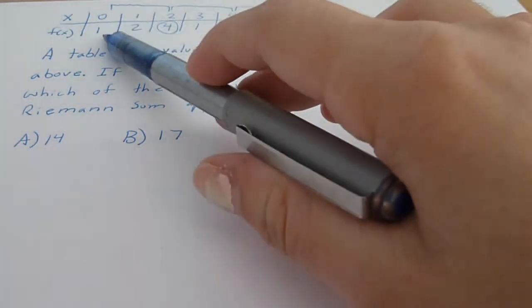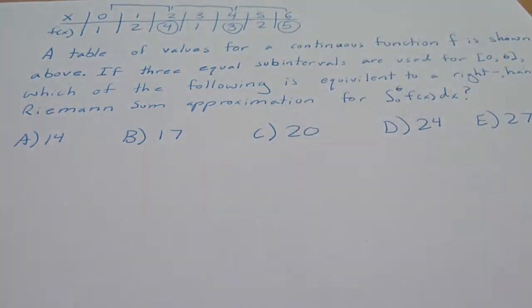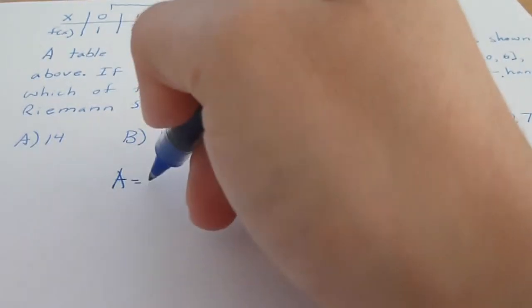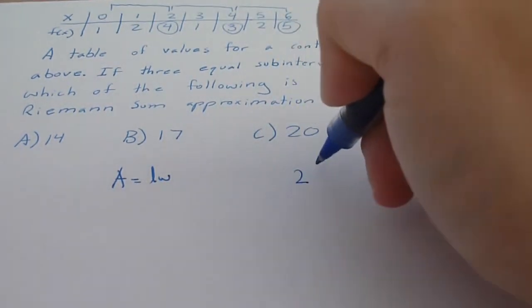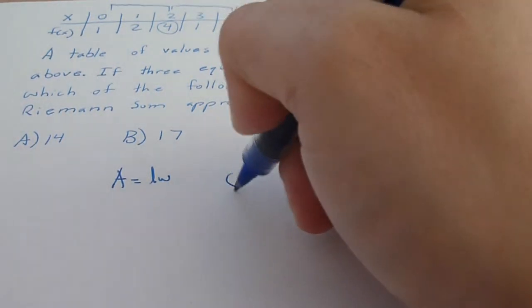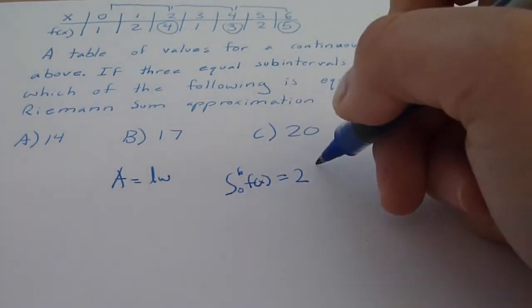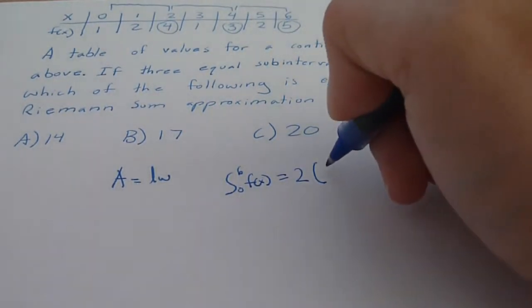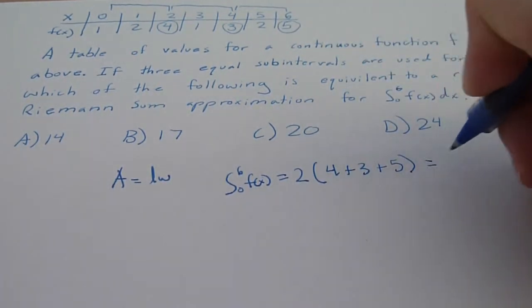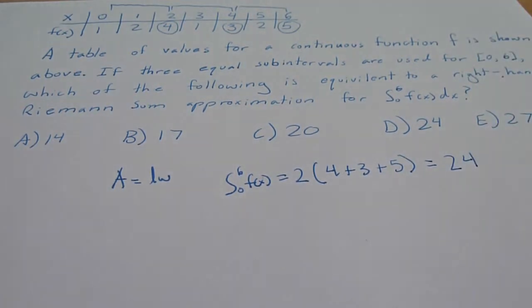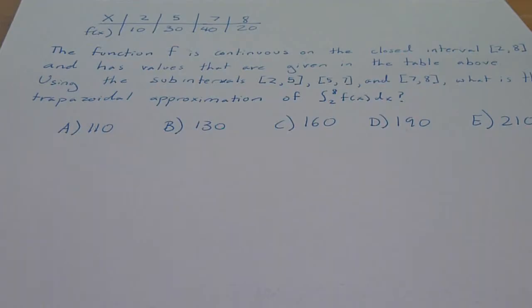And we notice these are all equal length. From 0 to 2 is 2, from 2 to 4 is 2, and from 4 to 6 is 2. So we know area is equal to length times width. We're going to pull the width out because it's all the same. So the integral from 0 to 6 of f of x is going to be approximated at 2, which is the consistent width, times 4 plus 3 plus 5. And that will get us 24. There's no calculator, you can just do that in your head. So the answer is D.